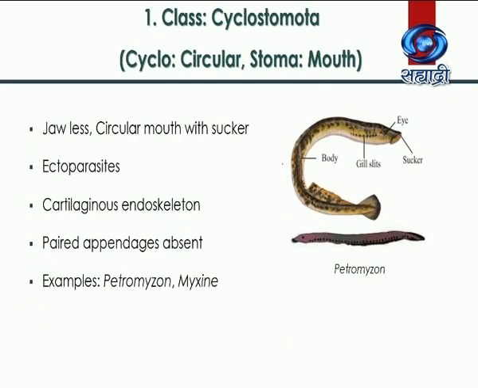In the class Cyclostomata, the members are jawless. That means jaws are absent, and they are with circular suctorial mouth. These members are ectoparasites on some fishes.